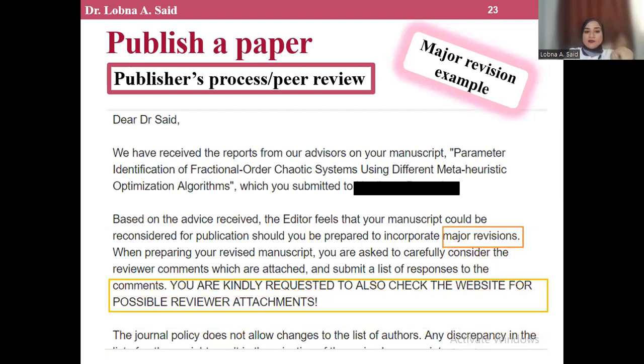based on the advice received, the editor feels that your manuscript could be reconsidered for publication should you be prepared to incorporate major revision, as you can see here. Again, you are kindly requested to also check the website for possible review attachments, because sometimes they attach all the letters in the email and sometimes not. You have to pay attention and read the emails very well.